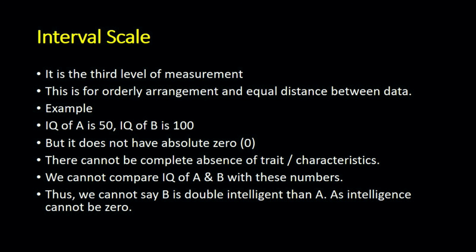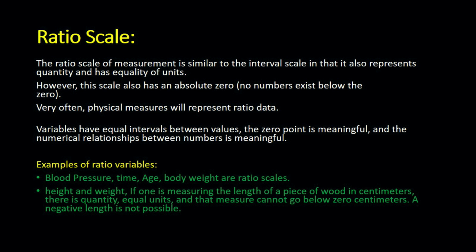So in the next slide, I guess the fourth scale we're going to discuss is the ratio scale. This is the fourth level scale. The ratio scale of measurement is similar to the interval scale, in that it also represents quantity and has equality of unit. However, this scale has an absolute 0. No number exists below the 0. Very often physical measures will represent ratio data. Variables have equal intervals between the values, and the 0 point is meaningful. Here the 0 point exists.